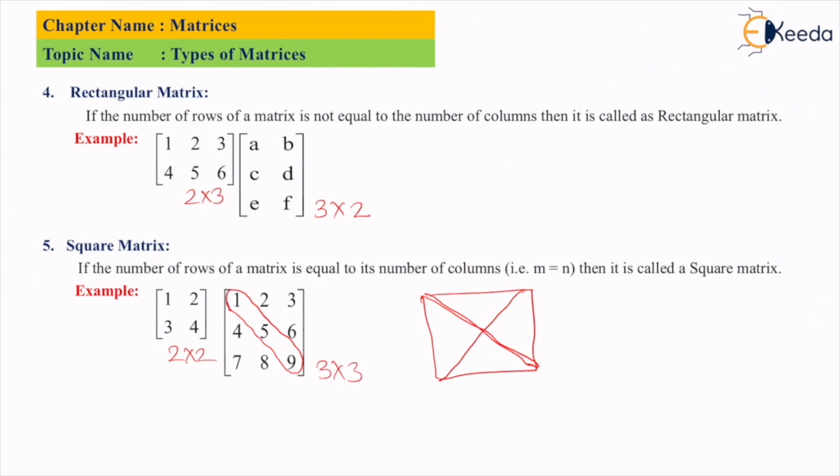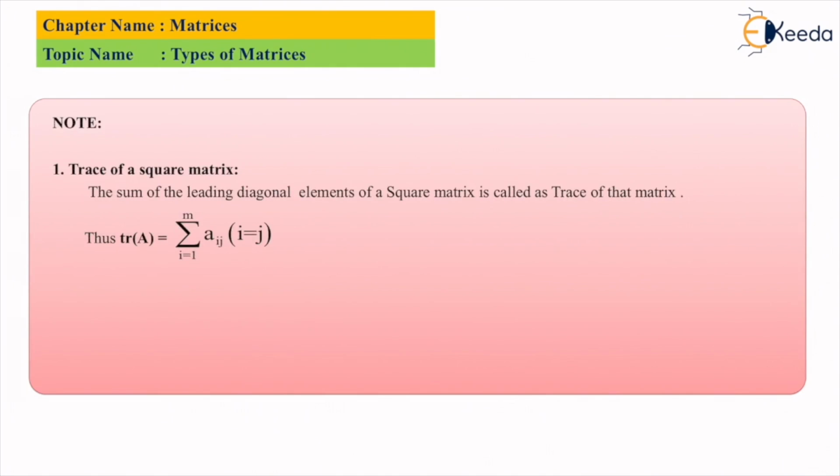This diagonal is called the primary diagonal or principal diagonal or leading diagonal. So the elements on this leading diagonal, you can see, are 1, 5, 9. Similarly here, 1 and 4. Now the trace of a matrix is nothing but the sum of the leading diagonal elements. So we can easily find the trace of any matrix by just adding the elements along the leading diagonal.